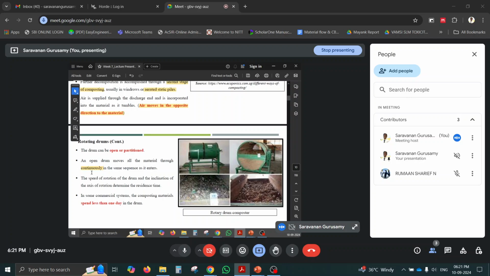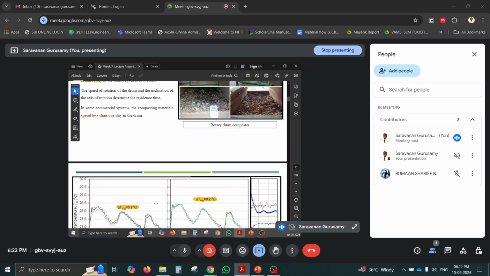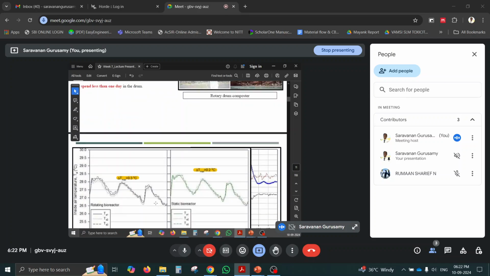Okay, and the speed of rotation and the inclination of the axis determine the residence time. So usually it will be around 3 days residence time. The inclination will give you the speed of the material to travel and come to the outlet, and so it will have a slight inclination of the axis of rotation. Then only the feed will come out through the other end, by gravity. In some commercial systems, the composting material spends less than 1 day also. That is factory scale, industrial scale, we can go.